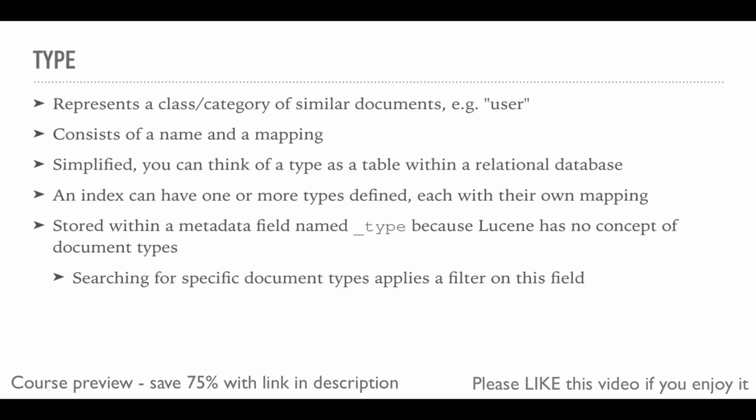Because Lucene, which Elasticsearch is built on, has no concept of document types, this is stored within an underscore type field. What happens internally is that when searching for a specific type of document, Elasticsearch applies a filter on this field.